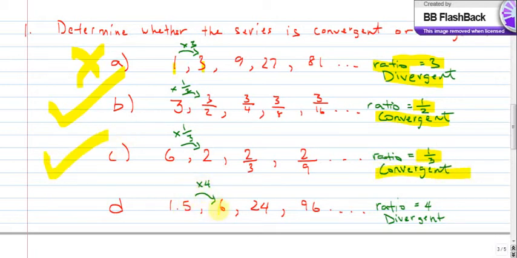From 1.5 to 6, you have to multiply by 4. From 6 to 24, you have to multiply by 4, which gives a ratio of 4. So that makes it divergent. This will not work. I hope you guys understand, whenever you see a ratio that is between -1 and 1, it's convergent and it'll work.